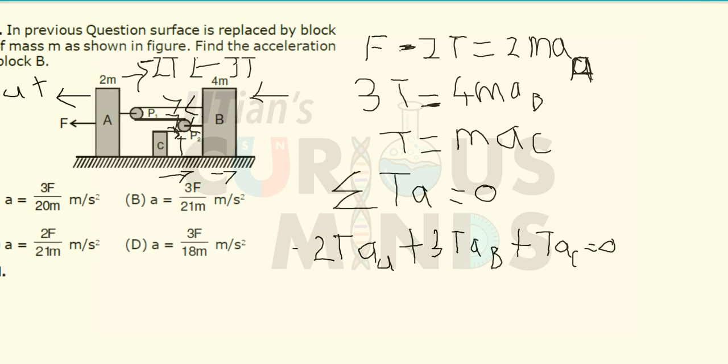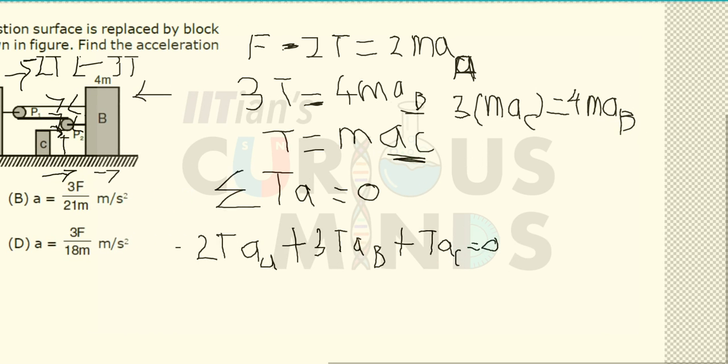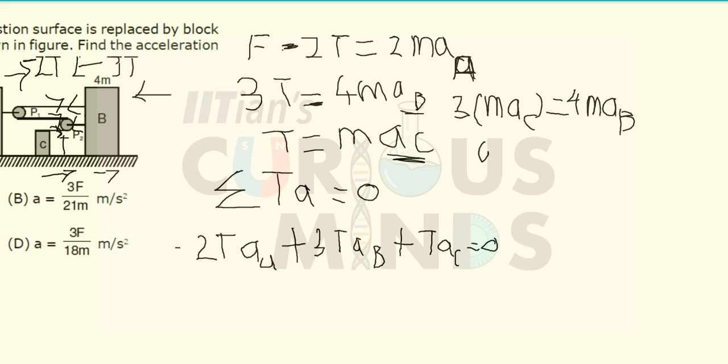Now let us first substitute the acceleration of C in terms of B. So over here, if I substitute the value of T, it will be 3 times m into aC is equal to 4 times m into aB. This will be the formula. So aC will be equal to, m and m will get cancelled out, 4 by 3 times aB. 4 by 3 times aB.